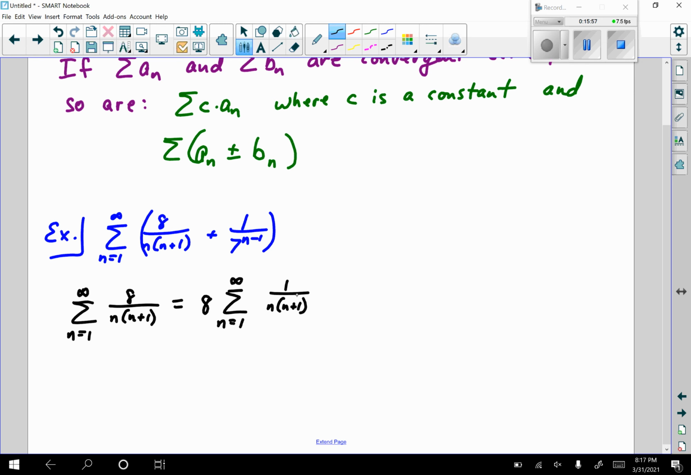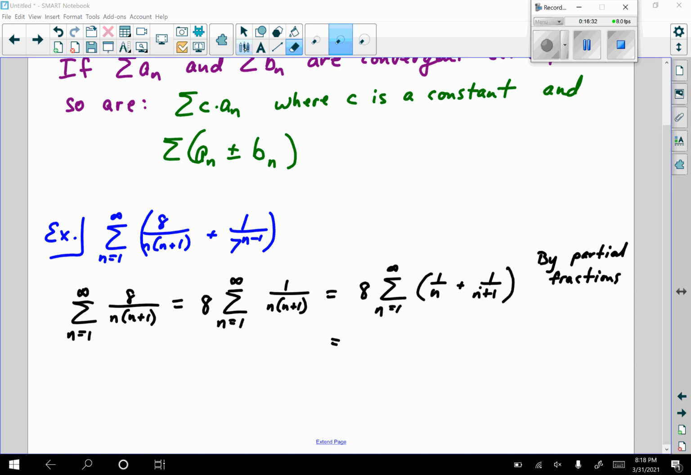Now kind of skipping ahead, but we would use partial fractions technique here. This would become 8 times the summation as n goes from 1 to infinity of A over n plus B over n plus 1. So in this case, A and B would both be 1 if we did the work for it. So we'll just say by partial fractions. So this becomes a telescoping sum. So what's going to happen is if n is 1, we're going to get a 1 plus 1/2, and then we'll get a, let's think about that. That should be a minus here then. B would end up being a -1.